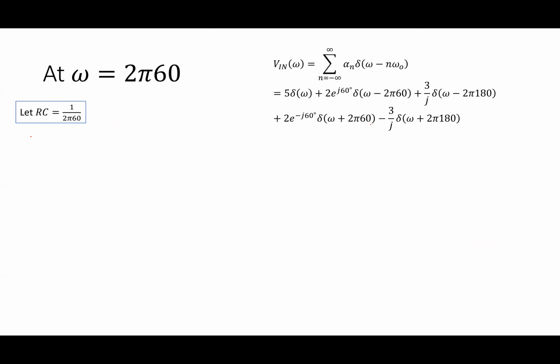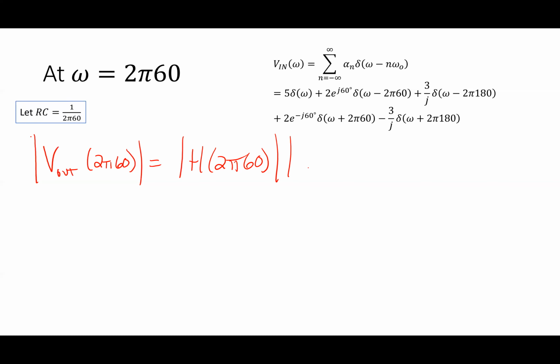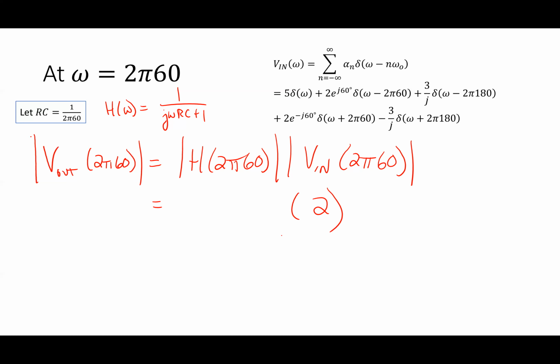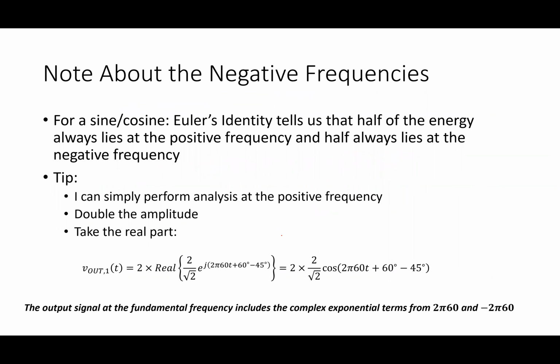Okay. So at omega equal to 2 pi 60, I'm going to say V out of 2 pi 60. The magnitude at that point would be the magnitude of H at 2 pi 60 times the magnitude of the input at 2 pi 60. And we have that H of omega equals 1 over j omega RC plus 1. What's the magnitude of V in at 2 pi 60, according to what I have here? That would be 2. That's the magnitude of it. How would I figure out the magnitude of H at 2 pi 60? How do I figure out that?